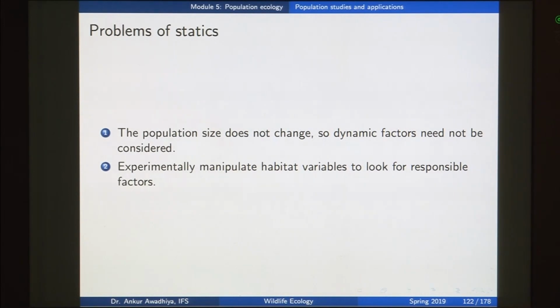So that simplifies our calculations to quite a high degree. And then you look for how many animals are immigrating, how many animals are emigrating, and in a number of cases we will find that these numbers are also very small, or probably 0. In that case we will ask the question, what is keeping the birth rate at the current level, what is keeping the death rate at the current level, and then we can manipulate different habitat variables to look for the responsible factors that are keeping this population at a particular size.